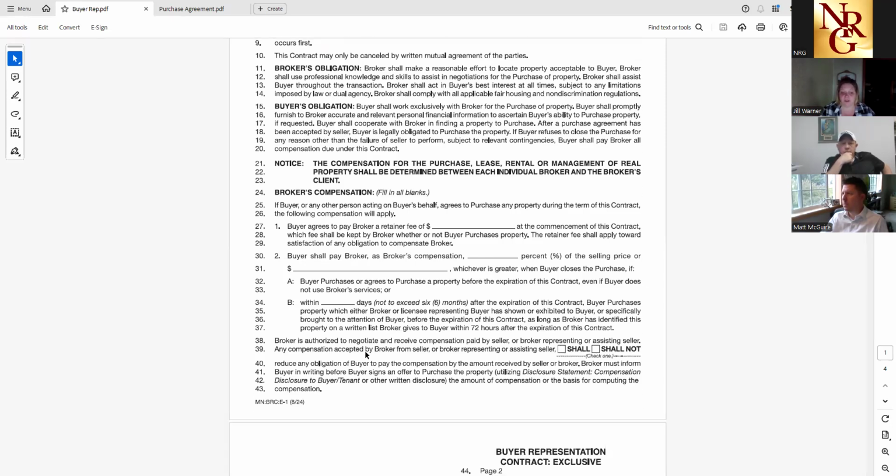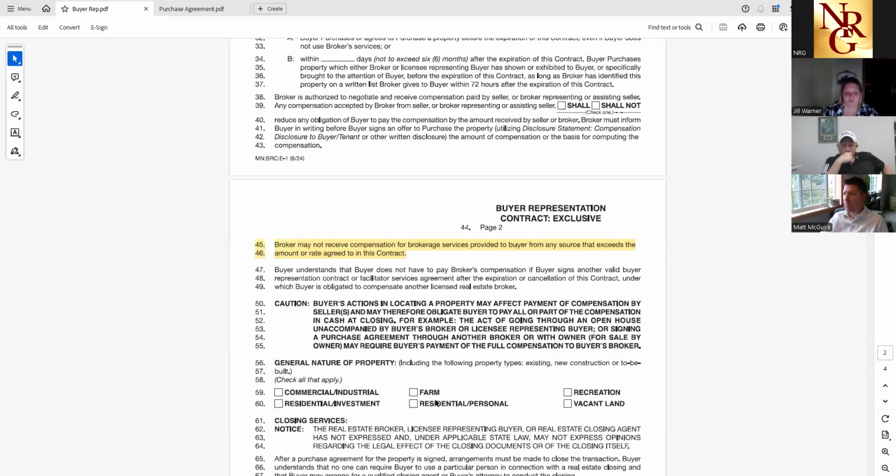And then walking through this 39, any compensation accepted by a broker from the seller or broker's representative or assisting seller shall or shall not reduce the obligation to the buyer to pay the compensation. So that's completely up to you which box you want to check on this. But again, I'm saying shall. That's completely up to you what you would like to do.